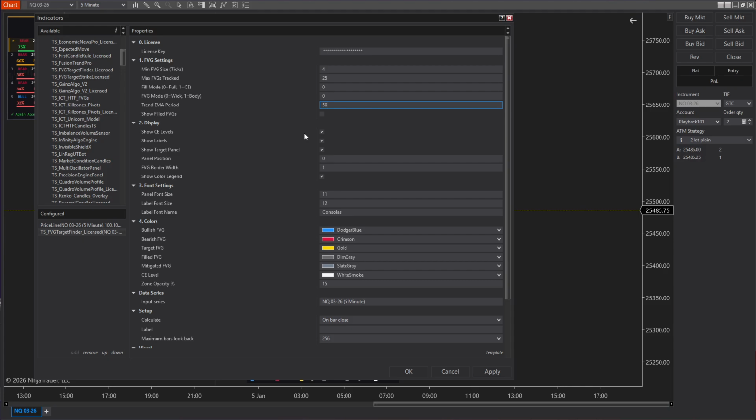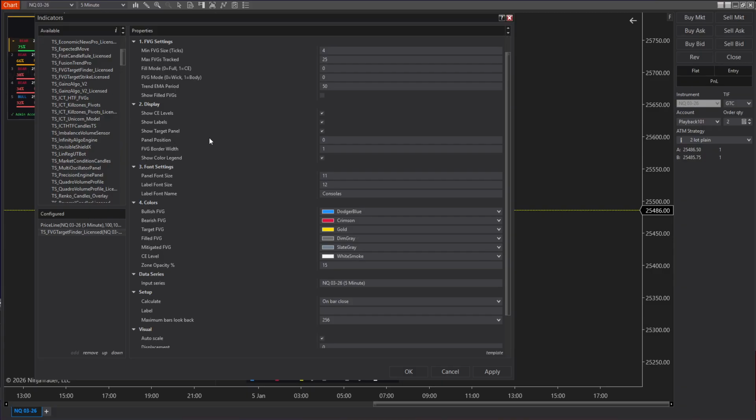In the display group, show CE levels, I always keep this on. It draws a dotted midpoint line on every active FVG. That's your consequent encroachment level, a key reference for ICT traders. Show labels, this puts probability percentages, visual meter bars, and strength ratings directly on each zone. Super useful, keep it on.